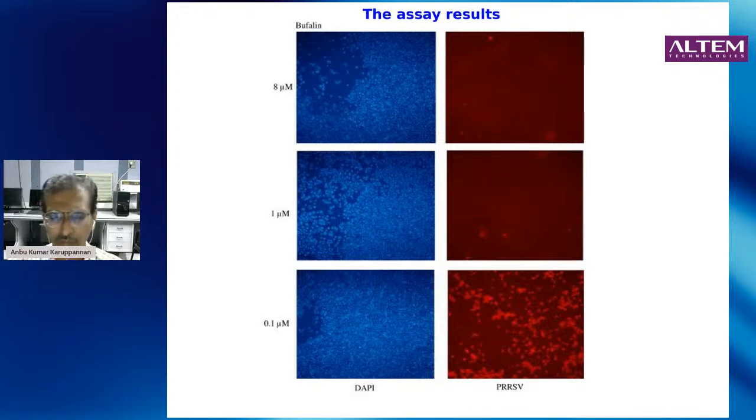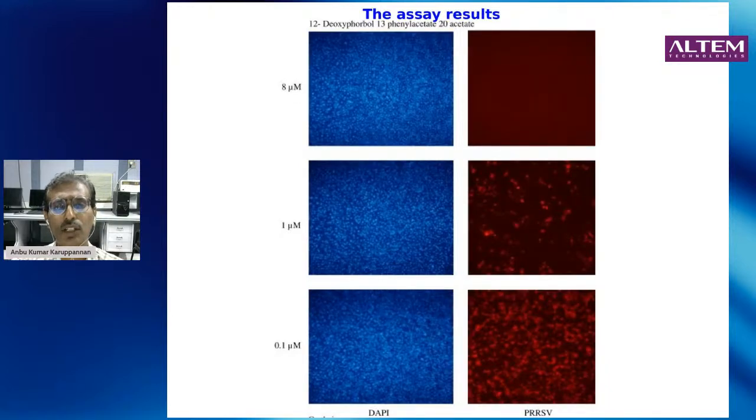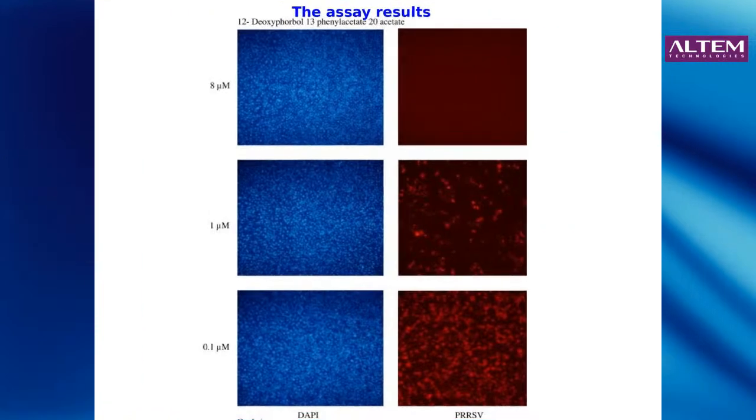I think it was around 4 to 7%. I don't remember well. We will see that in a minute. So it was inhibiting for less than 1 micromolar. And same case with valinomycin. This valinomycin is a cyclic peptide. So this cyclic peptide had a very wonderful profile of inhibition. You can see even at 0.1 micromolar, it completely inhibits the virus replication in the cell culture model. And next, this phorbol ester, 12-deoxyphorbol phenylacetate 20 acetate. This one was able to inhibit to a great extent at 1 micromolar, but at 0.1 micromolar, there was not complete inhibition.